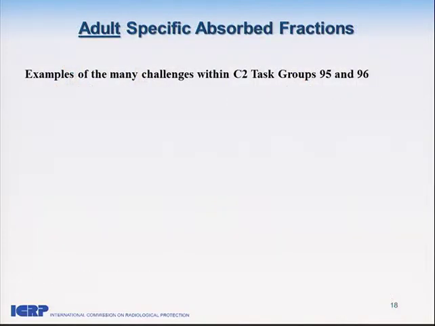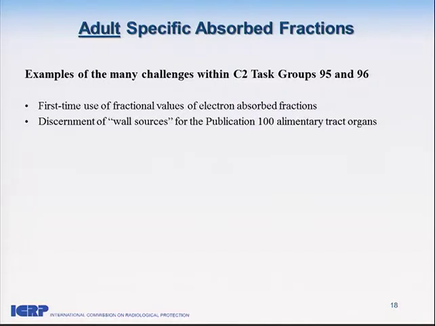So some of the challenges that we've been dealing with in the past couple of years, and this is in Task Group 95, which used to be INDOS, and my Task Group 96, which used to be DOCAL. First, the use of fractional values of electron absorbed fraction, right? So the one or zero has gone away and we treat them almost identical to photons. Second, a discernment of wall sources. This was a little bit of a confusion to us. There's the opportunity to have wall sources in ICRP Publication 100. What that meant was mucosal sources, not total wall sources.